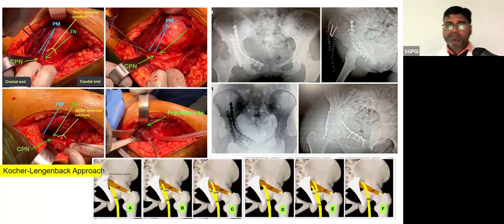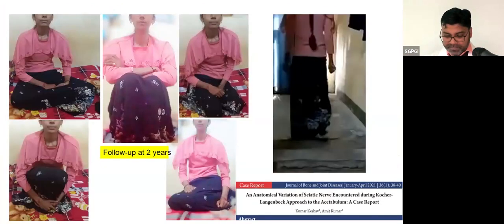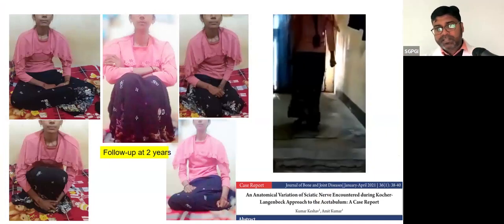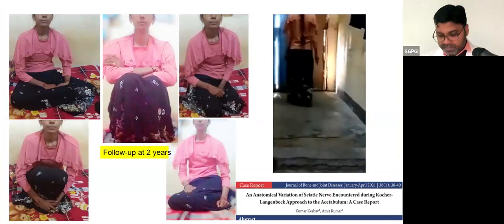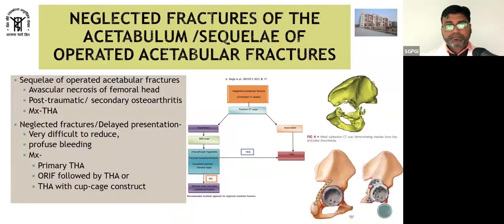Since this was a rare case, we published this as a case report, because as you know, in medical science it's said that your eyes see what your mind knows. So I thought that people should know about this, and then we published a case report. And in this patient, as you can see, at the 2-year follow-up, the patient is doing quite well.